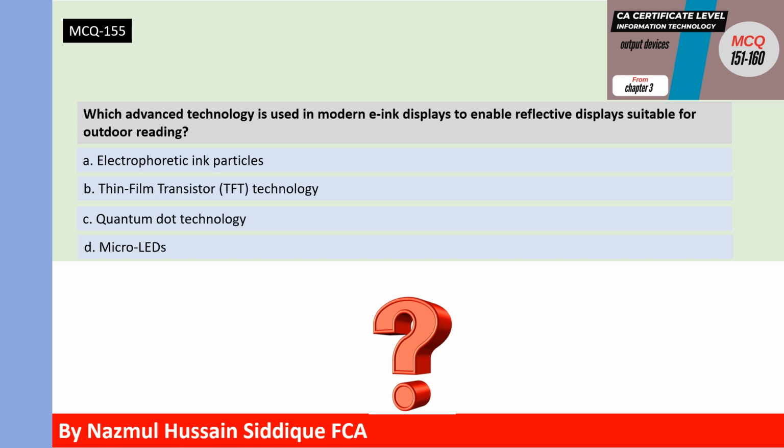The correct answer is option A. Electrophoretic ink particles is the advanced technology used in modern e-ink displays to enable reflective displays suitable for outdoor reading.